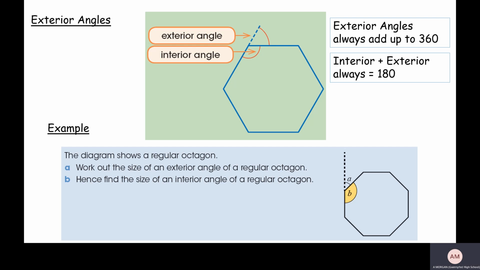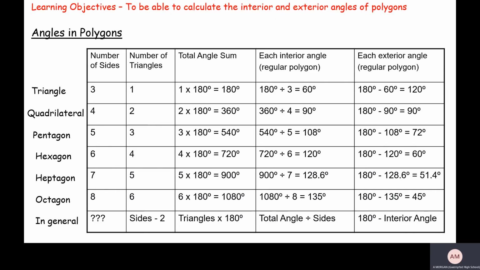We've got an octagon here. We've got the sides. We want to work out the size of the exterior angle of a regular octagon and find the size of the interior angle of a regular octagon. So method number 1 would be to look up that table. So we've got the table. It's got a lot of information in there, and you can figure out that the exterior angle is 45 and the interior is 135. Let's look back at the table. Octagon, interior angle 135, exterior angle 45. So it's there.